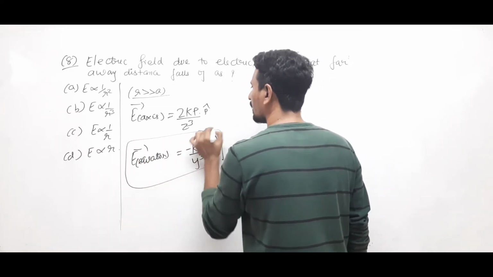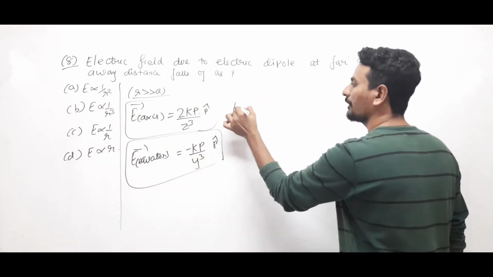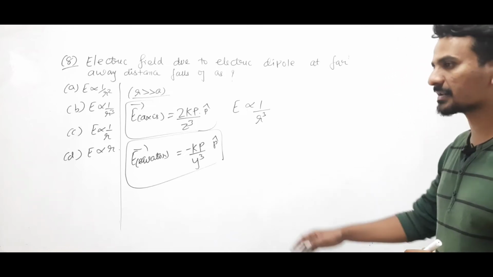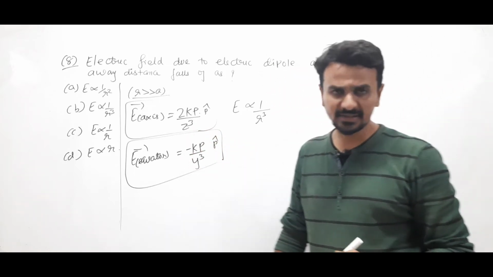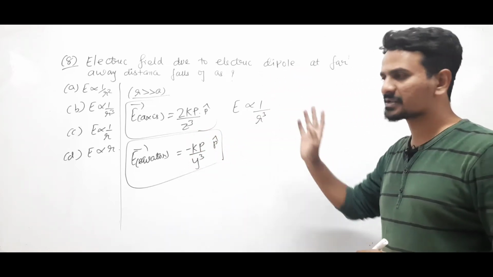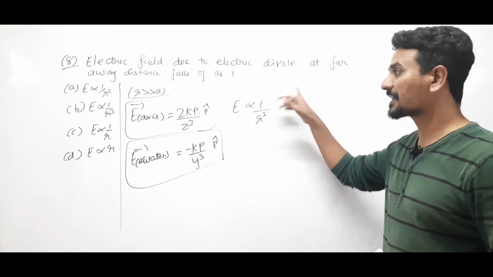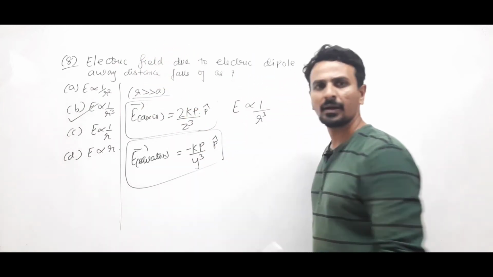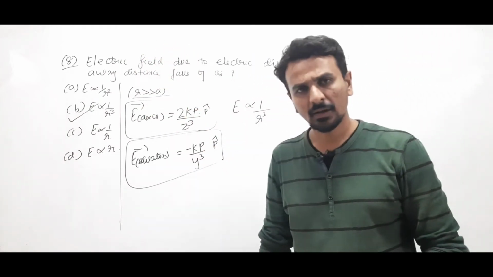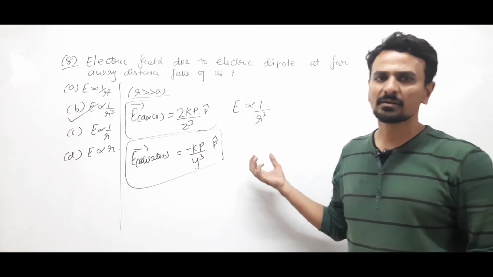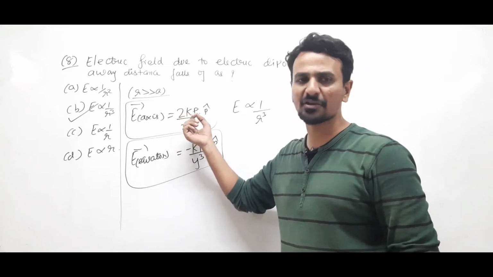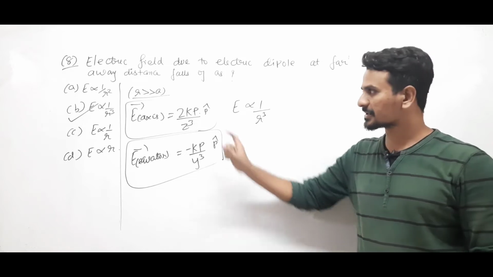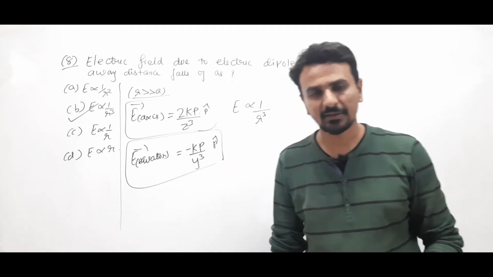So in both the formulas, electric field is inversely proportional to the cube of the distance. z and y represent the distances. So electric field is inversely proportional to the cube of the distance at far away distance, right? So this will be your option. Clear? Far away distance means the point where you need to calculate electric field is quite greater than the distance a. Okay, fine. The next one.